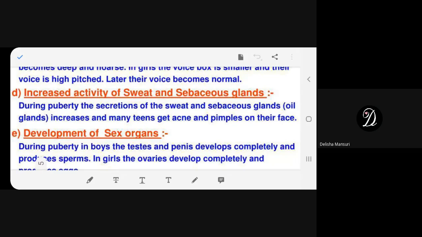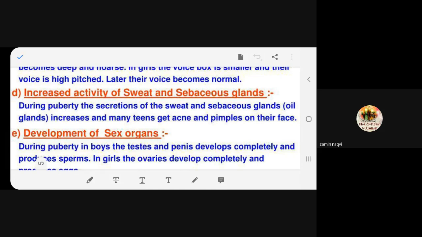This also you can see around you. Even you must be getting it. Yes or no? All of you are getting the acne and pimples. Even boys are getting pimples. Why? Because the sebaceous glands and the sweat glands are very active under the skin. What is actually this pimple? This is a bacterial infection.